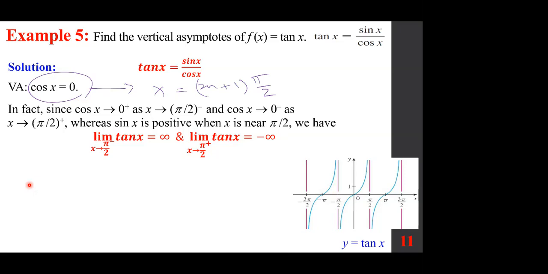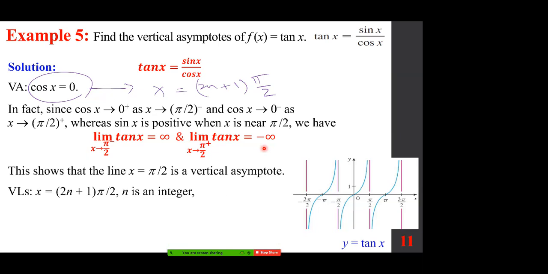And obviously, this is pi over 2. From the left of that, for example maybe 89 degrees, just to give you an idea, it approaches infinity, but from the right of that, like 91 degrees, it is negative infinity. And so those are the VAs, or vertical asymptotes. So the vertical asymptotes are (2n plus 1) times pi over 2, where n is an integer. And obviously the graph confirms it. Okay, class?